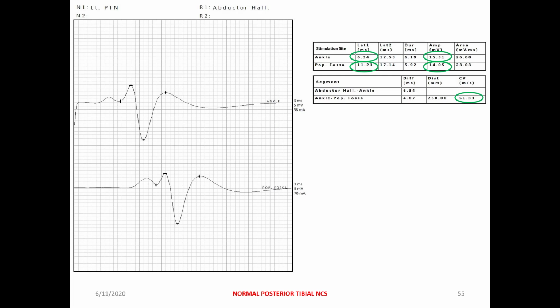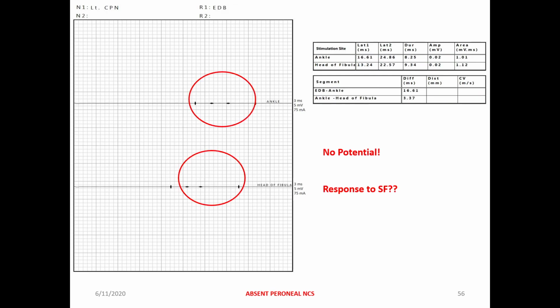You see this amplitude, as I told, more than 6 to 8 millivolt in motor you consider normal. Definitely they are more, 15 and 14. Velocity more than 40 you can consider as normal in the lower limb. Here it is 51.33, so that is a very good value. Tibial nerve is normal. Now go for peroneal, that is the common peroneal nerve, recorded from EDB, extensor digitorum brevis.